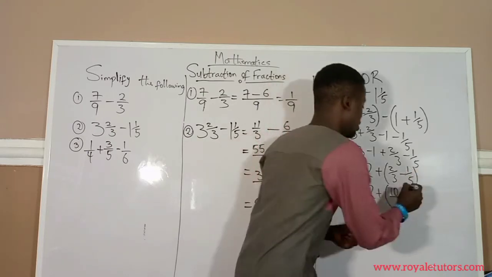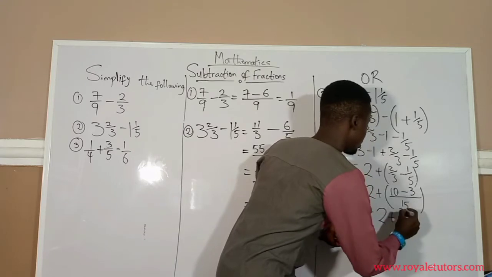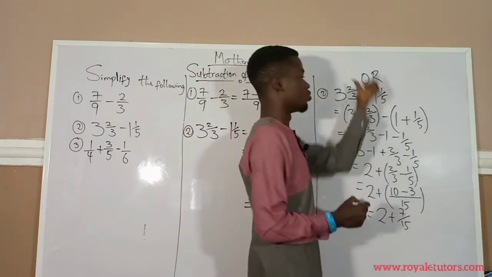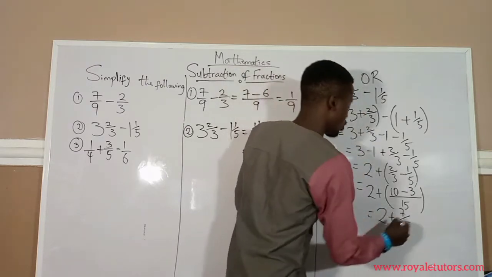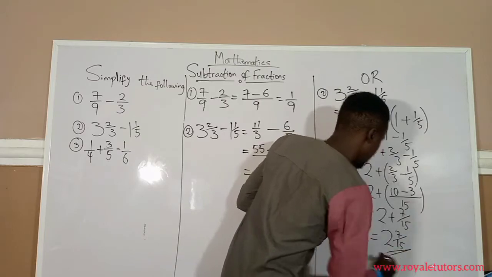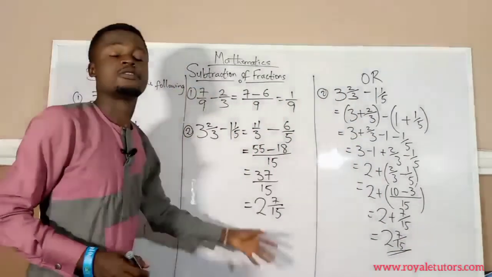3 times 1, that's 3. So you'll be having 2 plus 7 over 15. And don't forget, from here to here, you can also move back up. So 2 plus 7 over 15 is the same thing as 2 over 7 over 15. Yeah, so we are having the same answer, even though we used different methods.